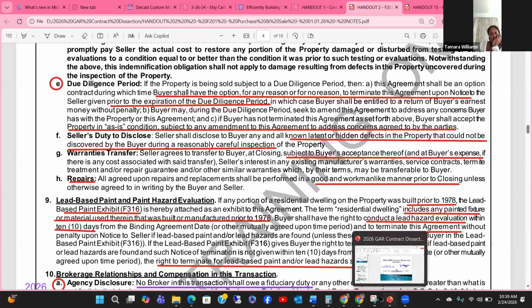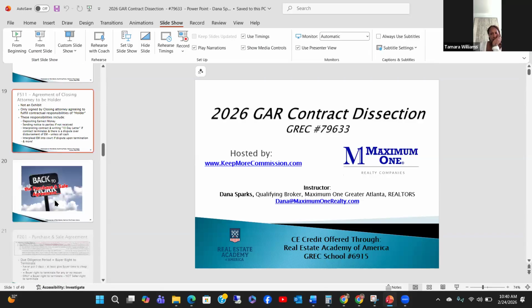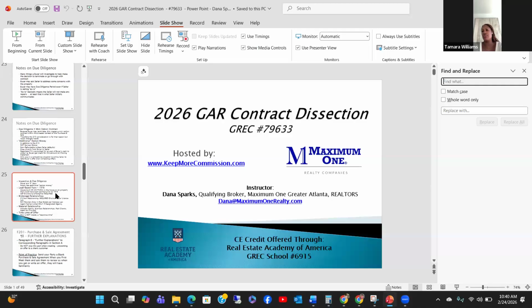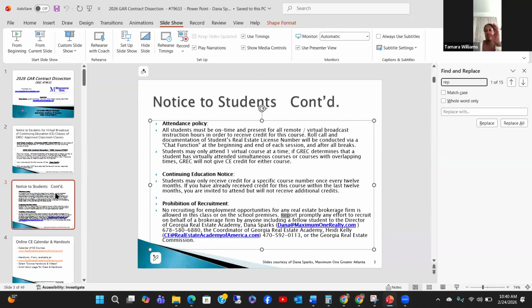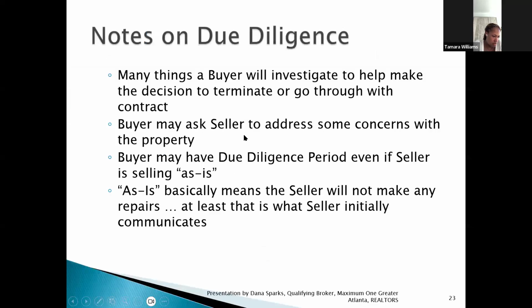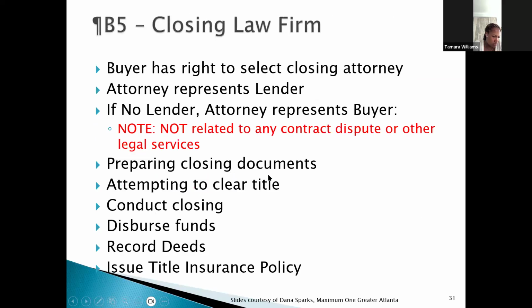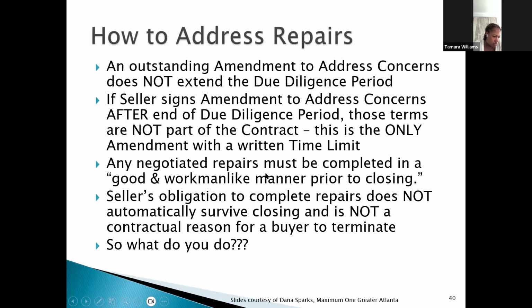Just briefly, let me show you guys this. The repairs in and of themselves do not survive a closing. And what does that mean? That means repairs. Here we go. Let me show you guys this, and I'll type this up. Okay, this is what I've just said about repairs.